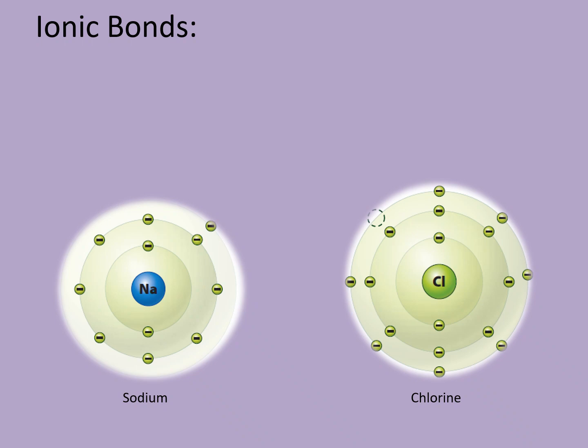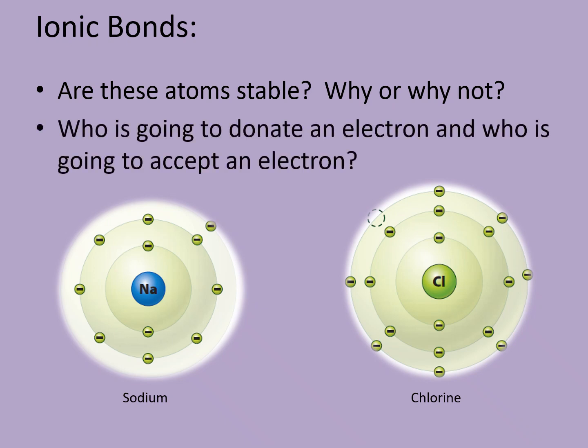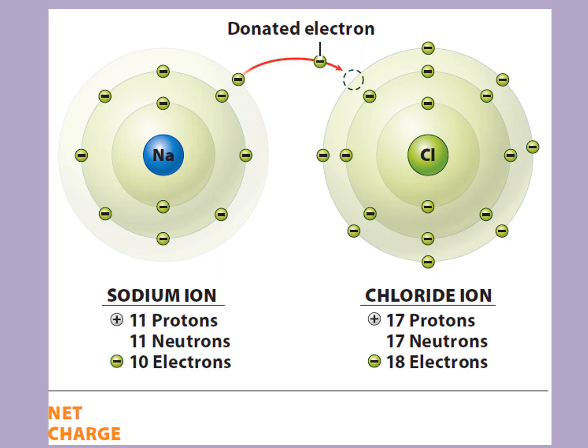Now with an ionic bond, it's a little bit different. So take a look at these 2 molecules. You have sodium and chlorine. Are they stable? Why or why not? And in this case, who's going to donate an electron and who's going to be the acceptor? Sodium is going to donate the electron because if you look, it has one floating kind of out there, just an extra in its very outer shell. But the chloride ion is missing one. So it's very obvious. So sodium is going to donate its electron.